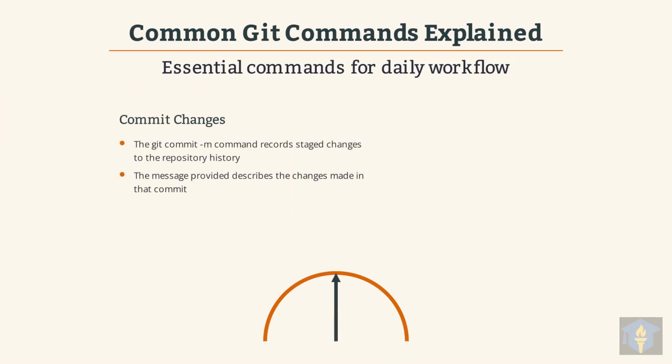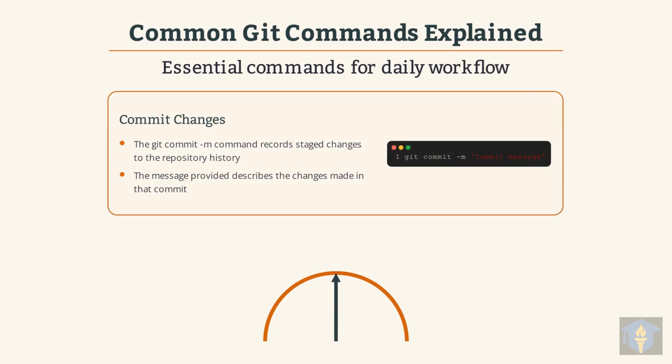Finally, let's cover how to commit your staged changes to your repository's permanent history. The git commit -m command records your staged changes into the repository's history, along with a descriptive message. You'll type git commit -m followed by your message in quotes to save your changes permanently.